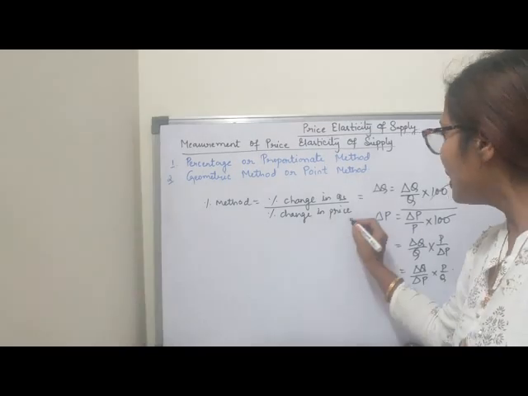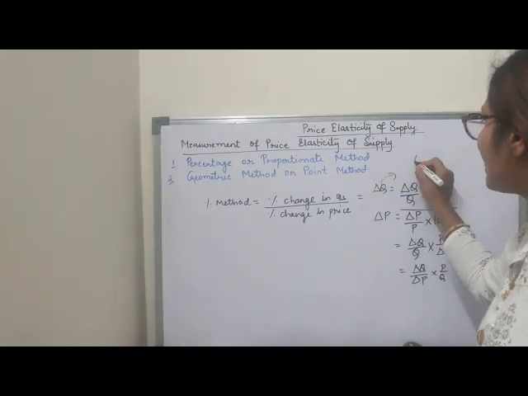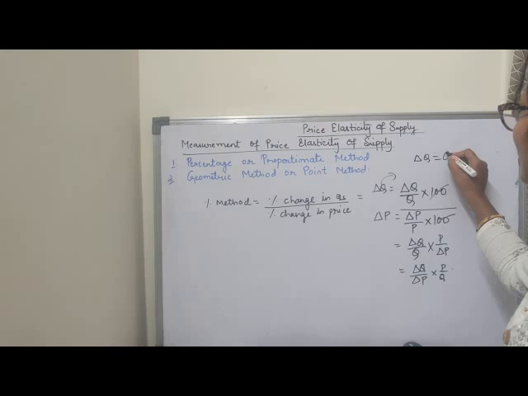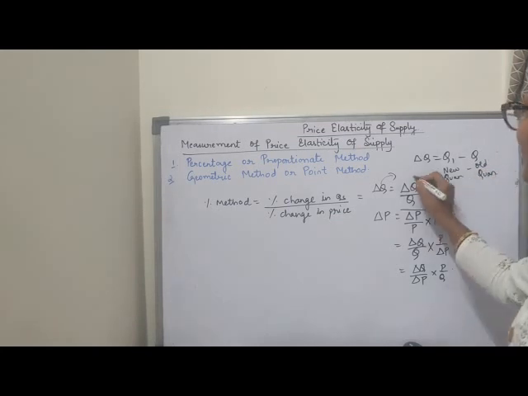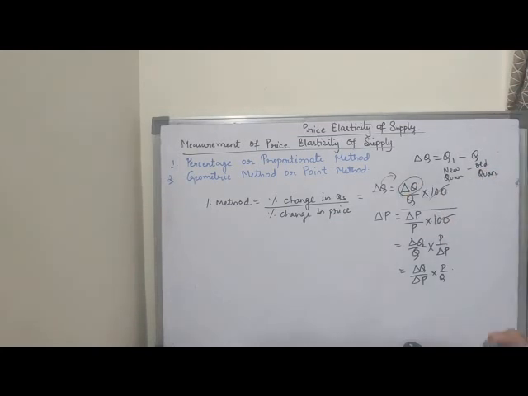Now we know change in Q. How to find out this change in Q? Change in Q is equal to Q1 minus Q. That means new quantity minus old quantity. Clear? This is change in Q. And change in P is P1 minus P. That means new price minus old price.